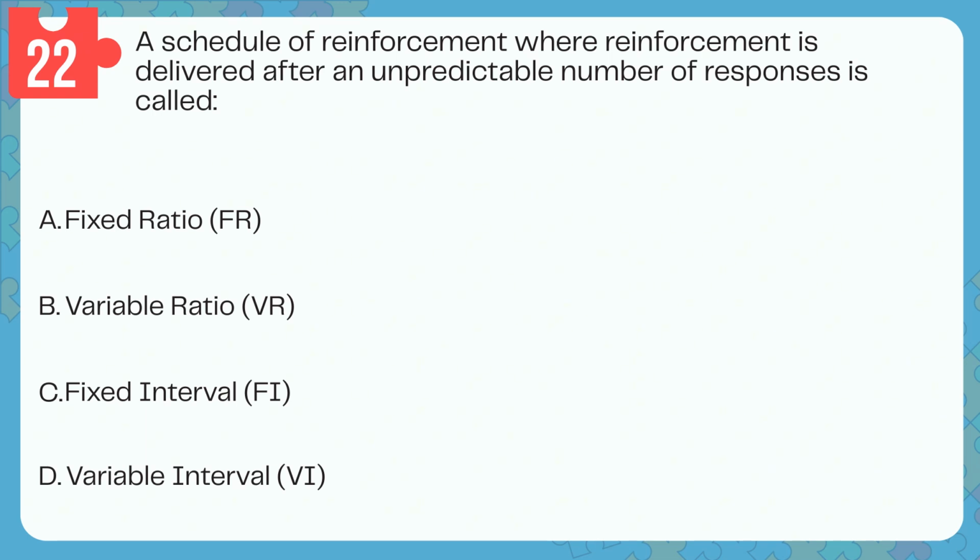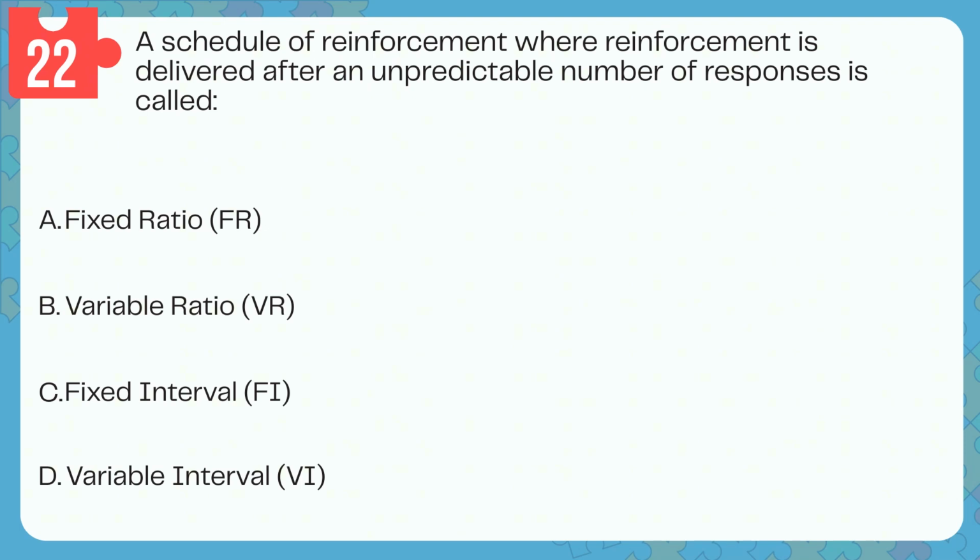Question 22. A schedule of reinforcement where reinforcement is delivered after an unpredictable number of responses is called A. Fixed ratio, FR. B. Variable ratio, VR. C. Fixed interval, FI. D. Variable interval, VI.